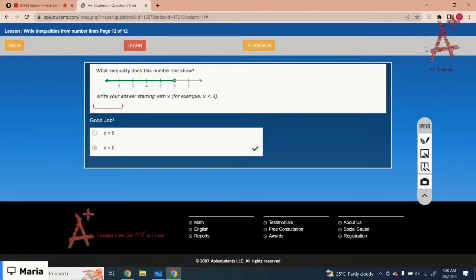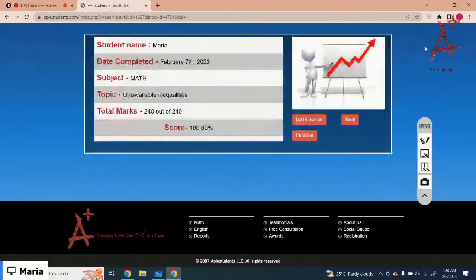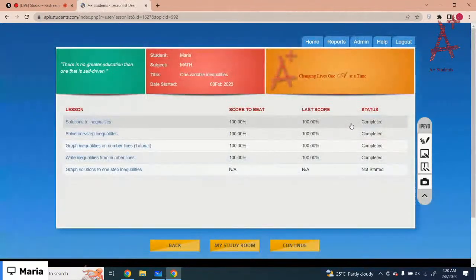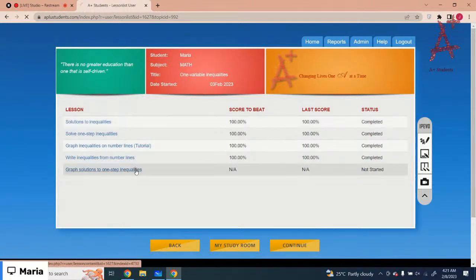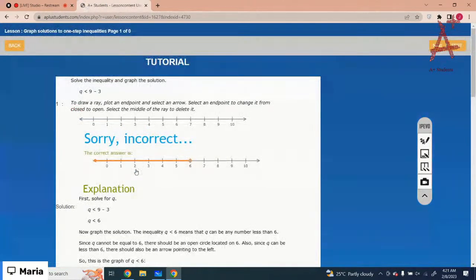So we are done with the test. Let me just move on to the next lesson. And the next lesson is graph solutions to one-step inequalities. Okay, let's just start with the next lesson. Okay, solve the inequality and graph the solution. You have to solve and then graph.